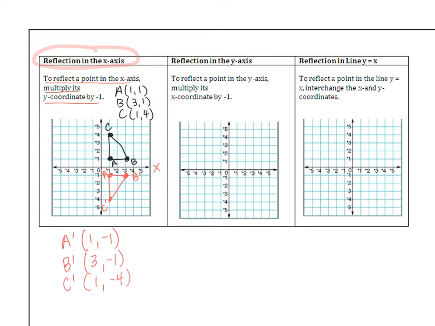Let's try the next one. So the next one, what we're going to try to do is reflect in the y-axis, or in other words, we're going to take our points and reflect over the y-axis. Let's start by graphing our 3 same points. A can be at 1, 1, B can be at 3, 1, and C can be at 1, 4. So go ahead, take a second, graph those 3 points, label them, connect them.